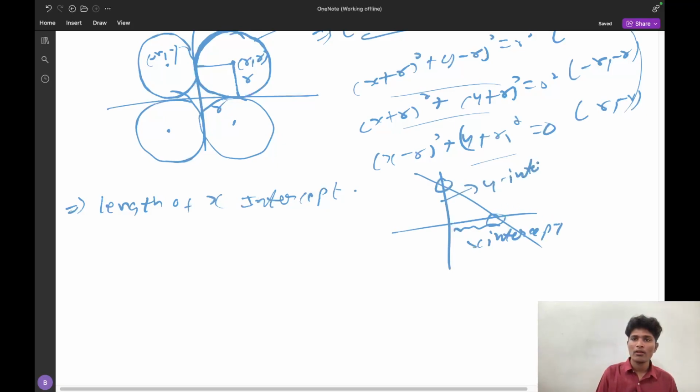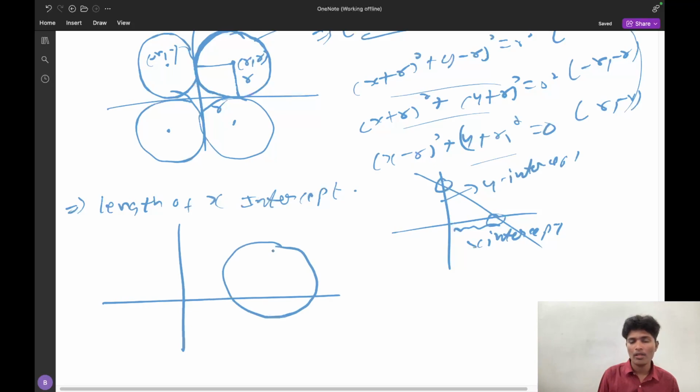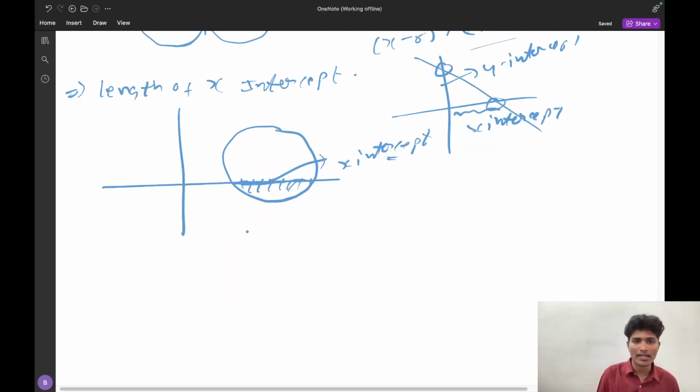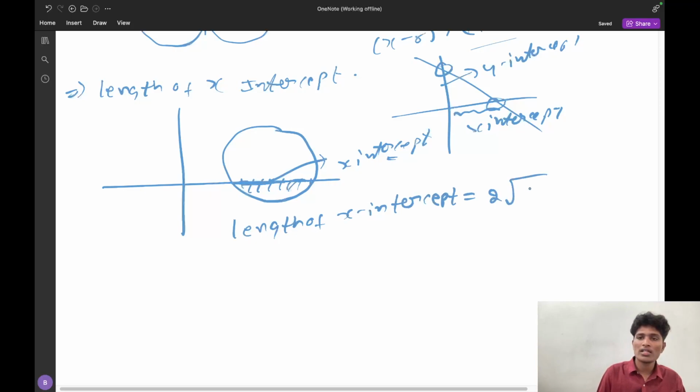Now, what is the length of x-intercept in the case of a circle? Suppose this is the axis and this is a circle. How much length is the circle cutting on the x-axis? This length is called x-intercept. There is no need to prove this one. We have to just remember the result, that the length of x intercept is equal to 2 root g square minus c.